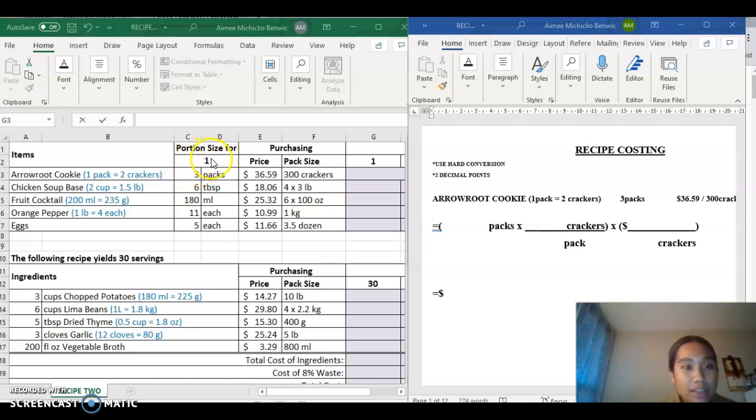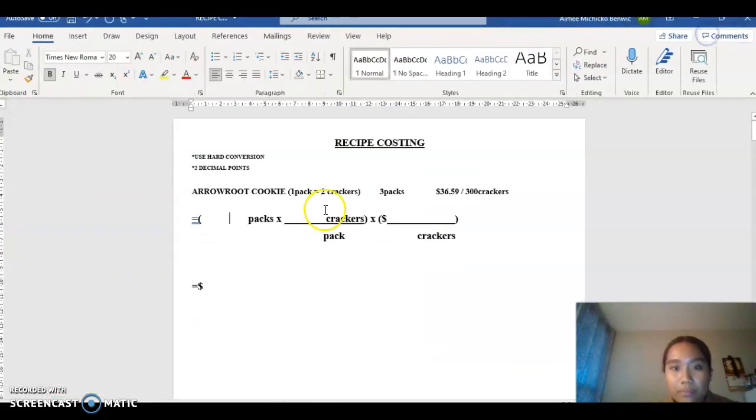So here are the portion size for one. So I'm costing for one here, and this is the price, and this is the size for the item. So let's start off with the first item, which is the arrowroot cookie. So I have 3 packs here, and in there's 2 crackers in 1 pack, as the weight equivalency says, and we'll just copy the price of $36.59 per 300 crackers, and that gives us 73 cents.